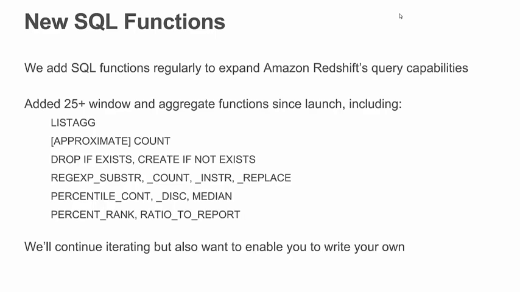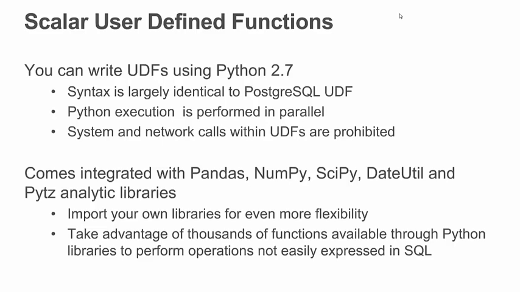We've been iterating quickly and we add SQL functions regularly. This is because we want to expand the range of analytics you can do in SQL. We have added over 25 since launch, new aggregate and window functions, regex capabilities, and more. LISTAGG, for example, is quite popular with our customers. The idea here is that you can aggregate multiple values into a single string, which is quite powerful. We also added the approximate count function, and so on. We're going to continue iterating here, but we also want to enable you to add your own functionality to Redshift. And so for that reason, we've added scalar user-defined functions.